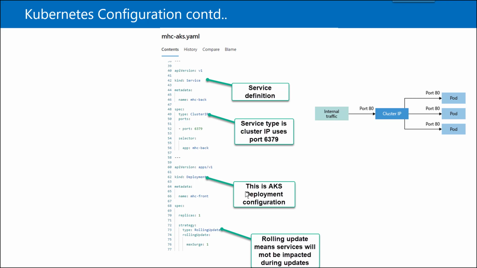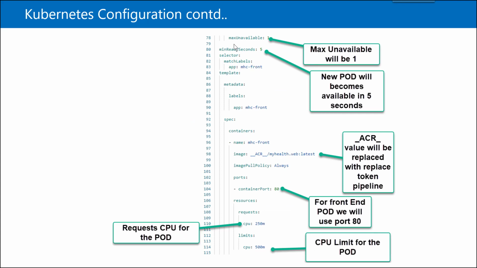And then this is another configuration for deployment, which is called MHC front. We have used rolling updates, which means that whenever new updates are coming, there will not be any service interruptions. And it also specifies multiple different configurations like max unavailable, that is how many pods are unavailable at a particular time, what is the minimum number of pods which should become available, and how many seconds it takes to make them available.